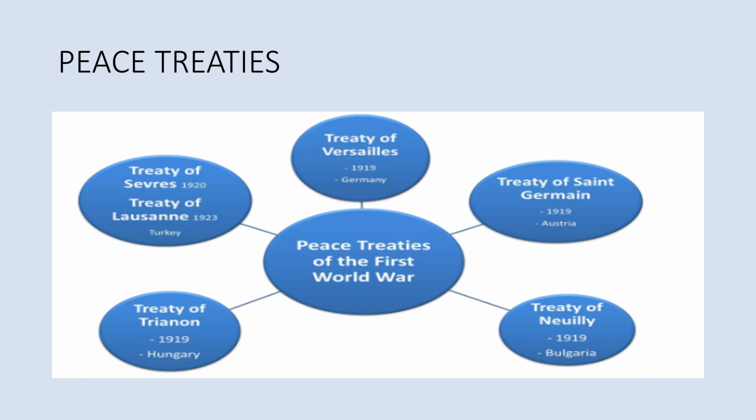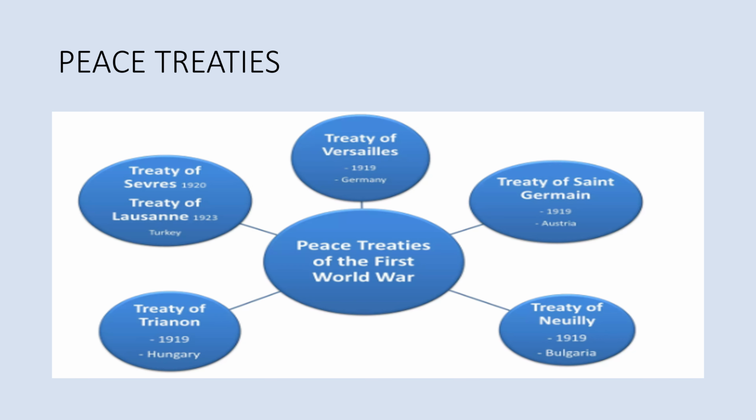Treaty of Saint Germain. This treaty was signed between the Allies and Austria, the successor state to the Austro-Hungarian Empire. It led to significant territorial losses for Austria and the recognition of new nations.